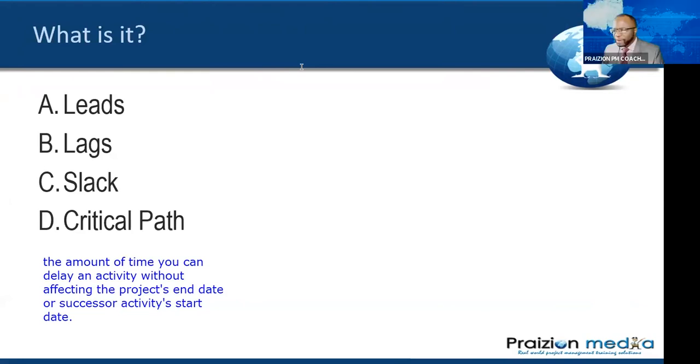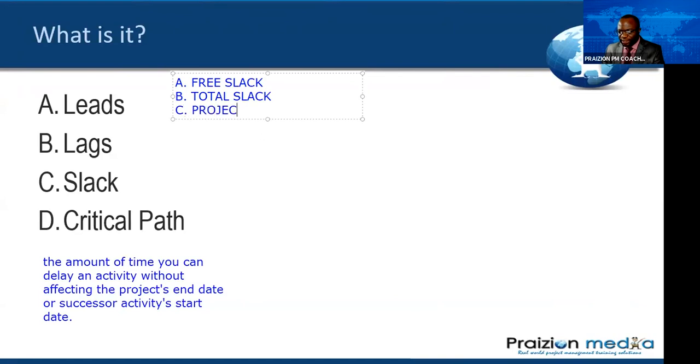There are the results, my friends. You aced this one. Bravo. This is talking about the slack, I beg your pardon. This is the amount of time you can delay an activity without affecting the project's end date or successor activity's start date. Now, let's play a little game here. Let us have a subset called free slack, total slack, and C, project slack. Okay, so option D is off the table.